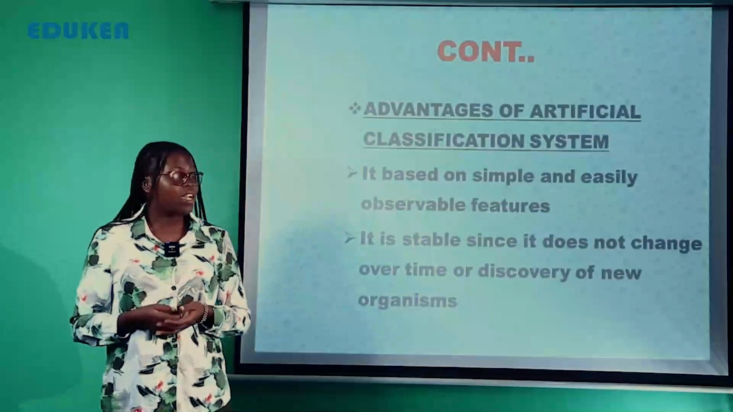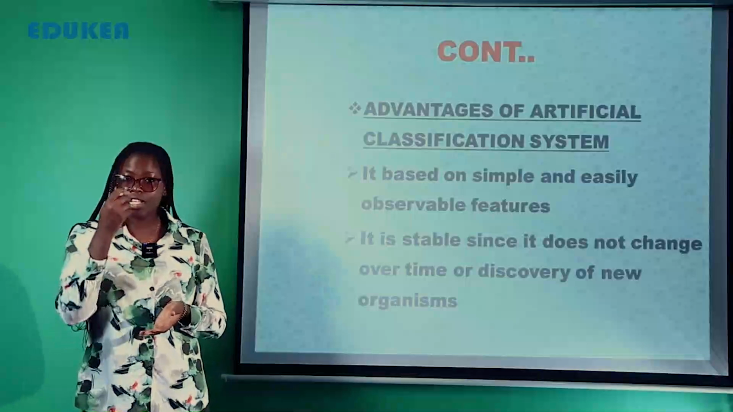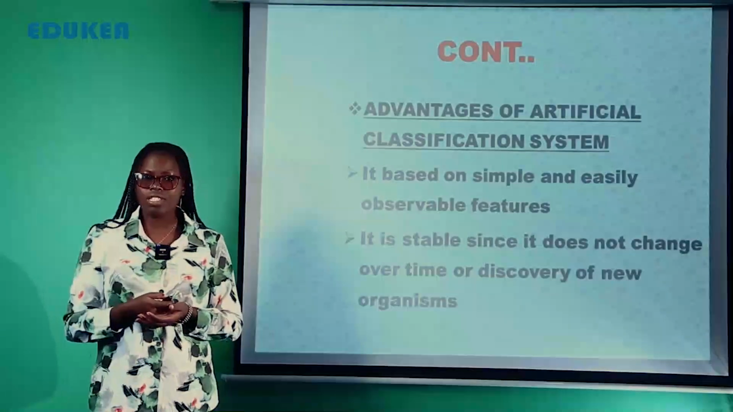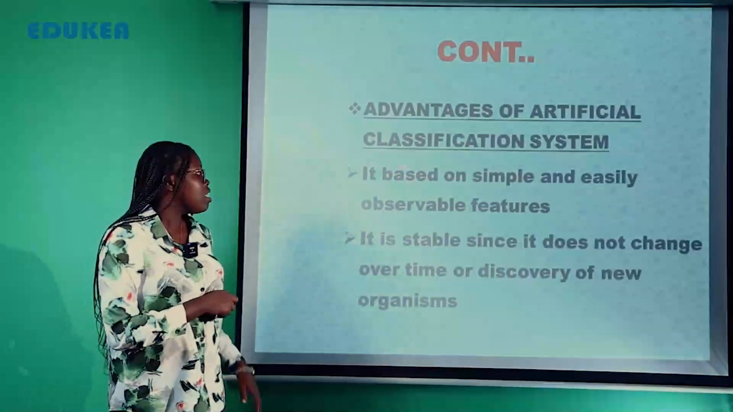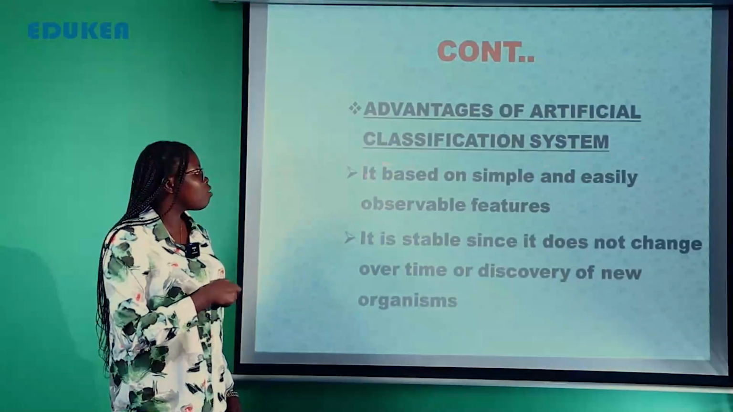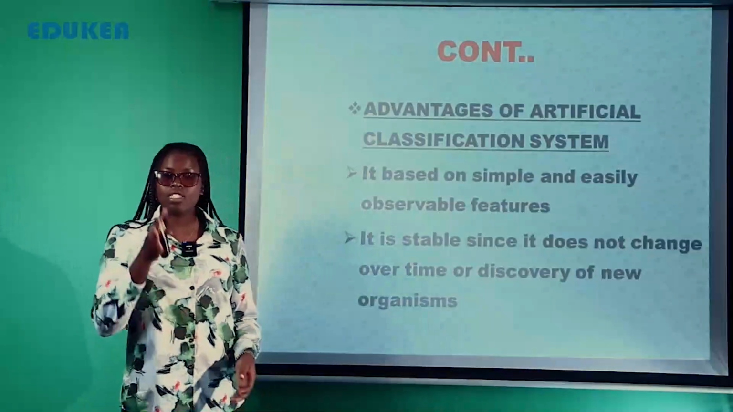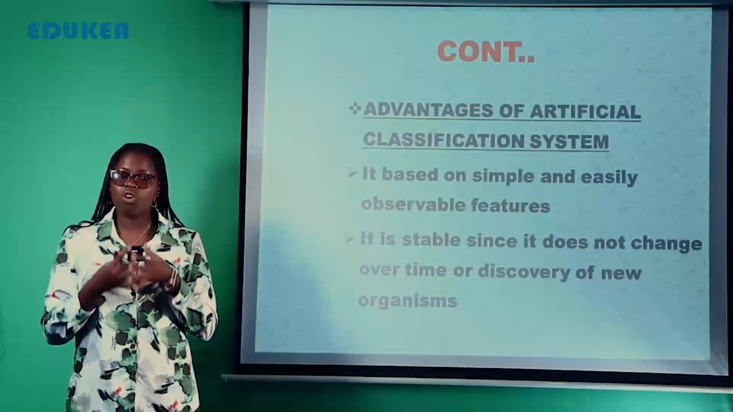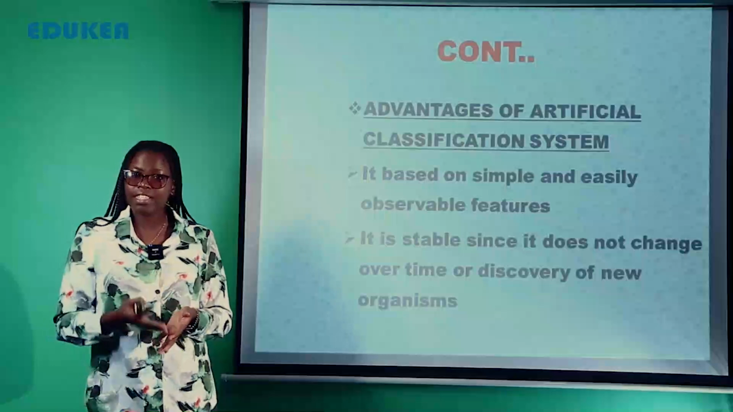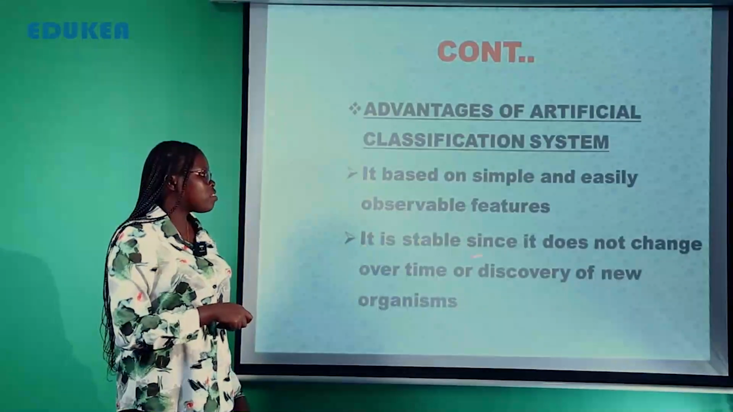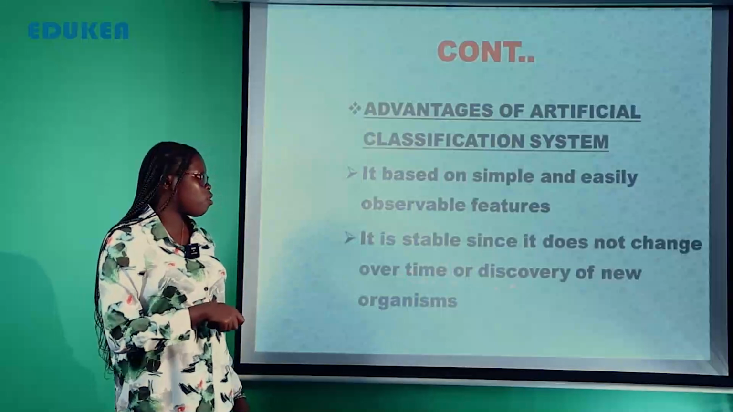What are the advantages of the artificial classification system? As we already said, it is based on a few observable features. So what are the advantages? The first one, it is based on simple and easily observable features. This process of classification is very simple and based on morphological or easily observable features, meaning that anyone can perform it.